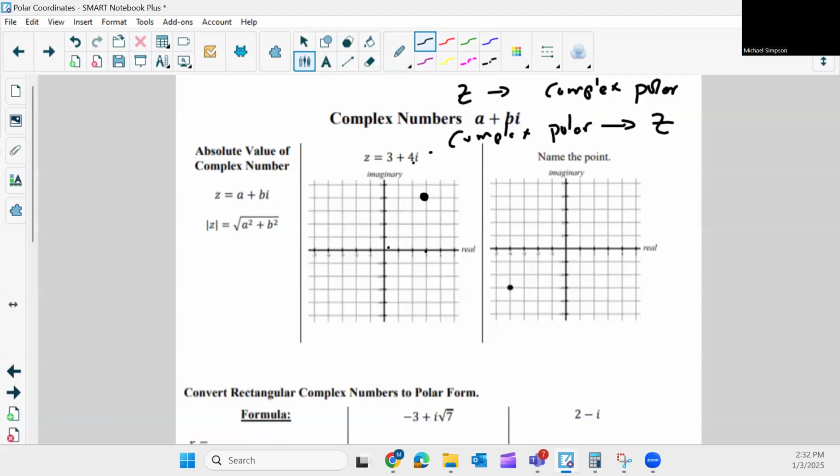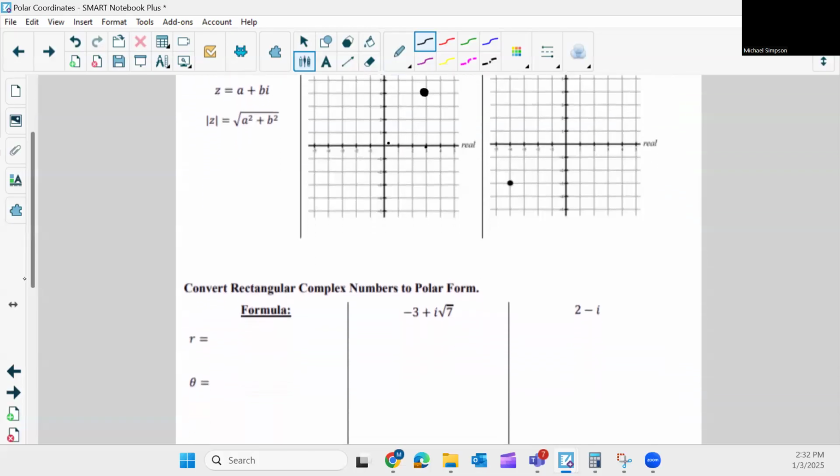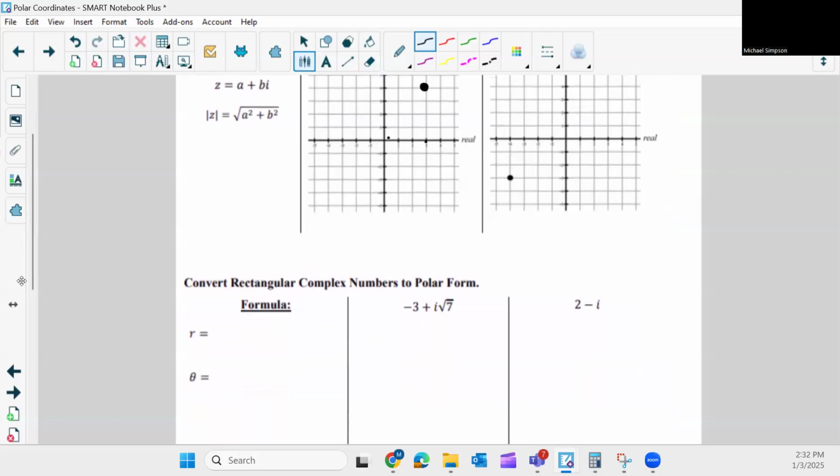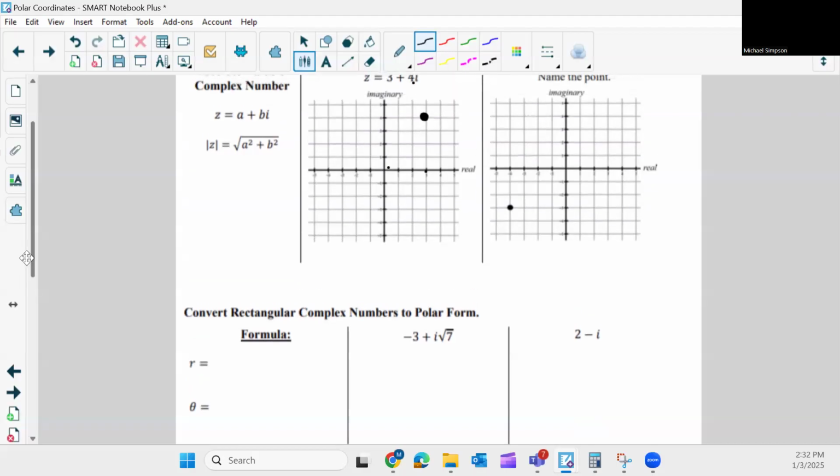The concept is very similar, but we do one more step here. Same concept, guys. So here we go. We have a complex number, and we want to write it in polar form. Now, the polar form is a little bit different, but the steps are still the same. First thing we must do is find R and theta.